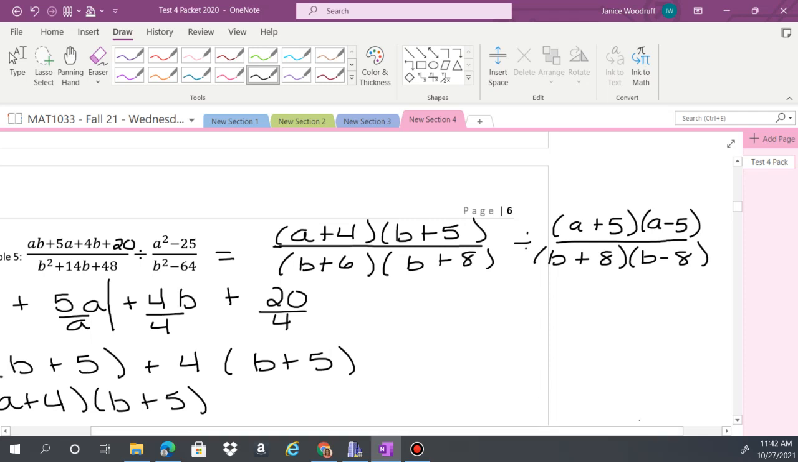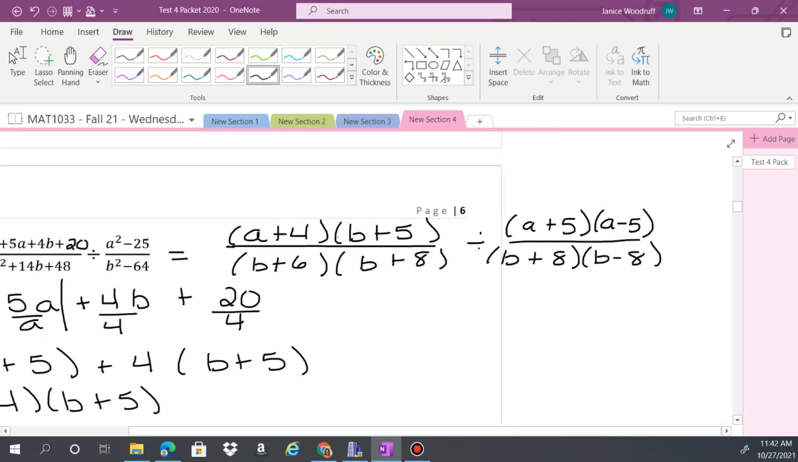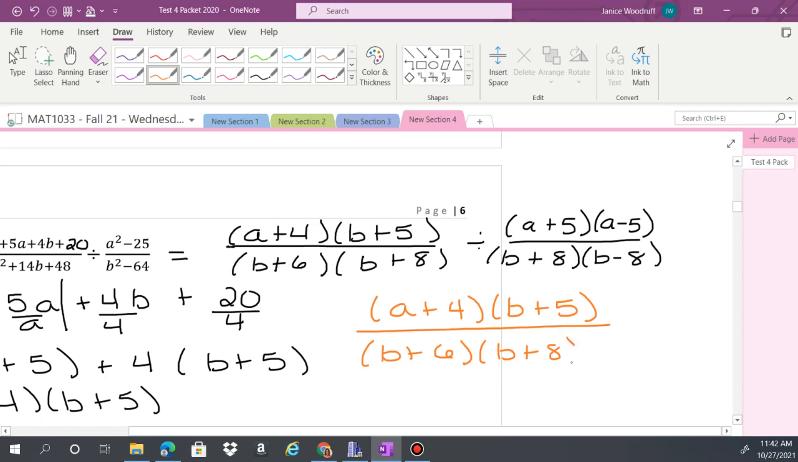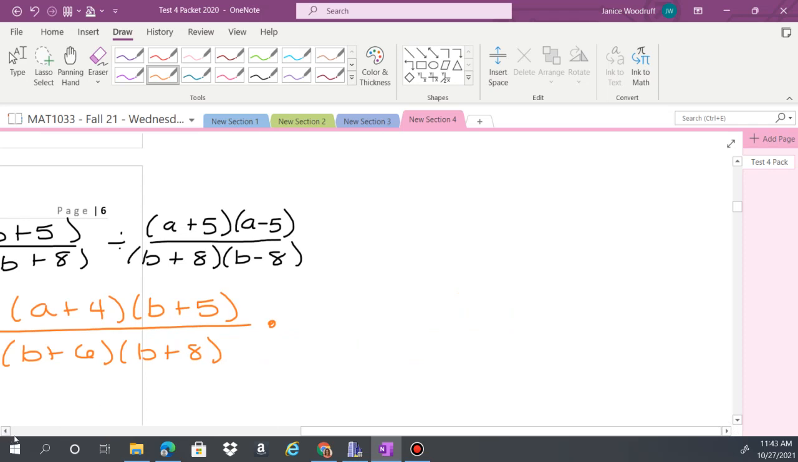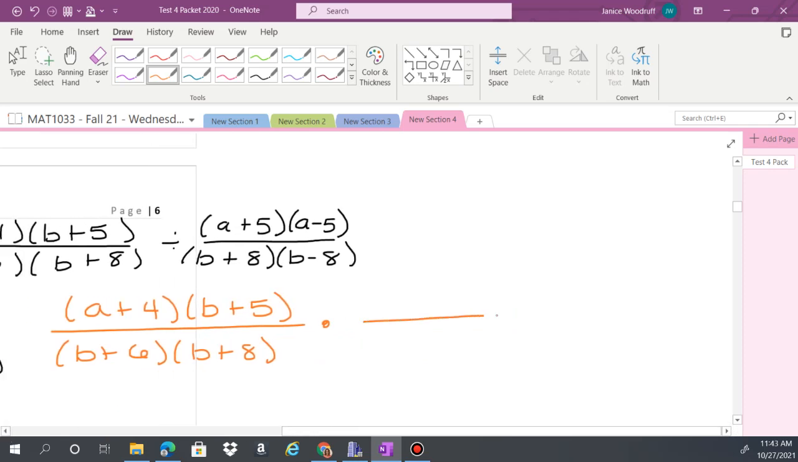Okay, so we are going to keep, change, flip. So we're going to keep the first fraction over here. So you have a plus 4, b plus 5, b plus 6, b plus 8, now times, and we'll flip this second fraction. So second fraction, we'll have b plus 8, b minus 8, and then a plus 5, a minus 5 in the bottom.